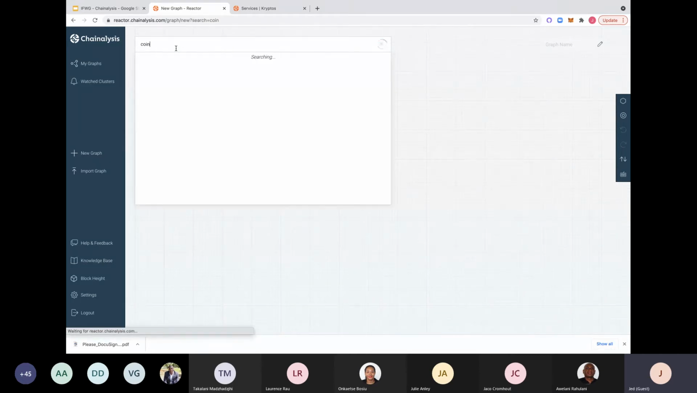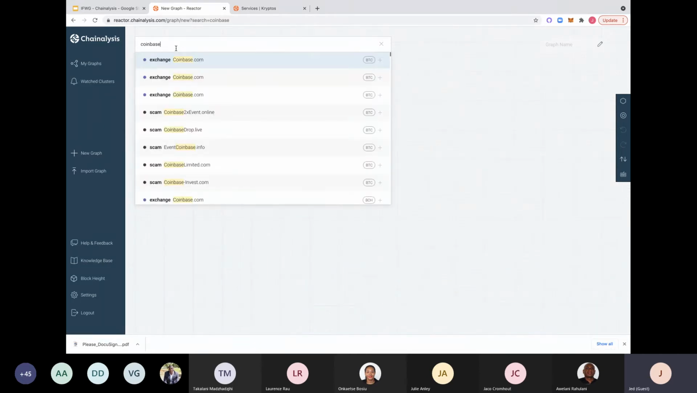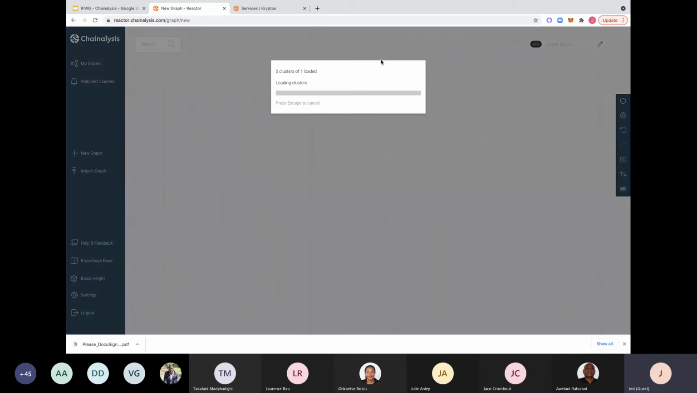So if I type in here Coinbase as an example, or any service that you're interested in looking into, any of those 5,000 services we have attributed, they will appear here in the search bar. So you can see I've got Coinbase comes up. It says it's an exchange indicated with a blue logo there. It's a low risk type service. And I can add the Coinbase cluster onto the graph.